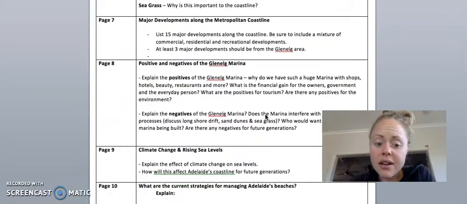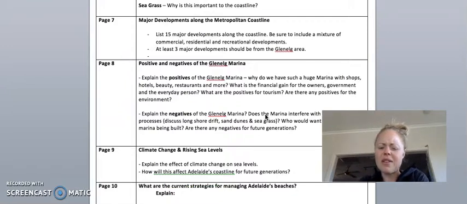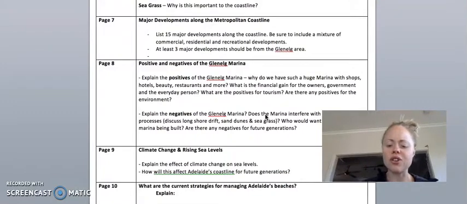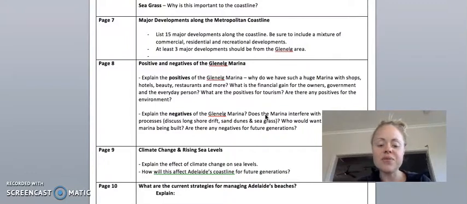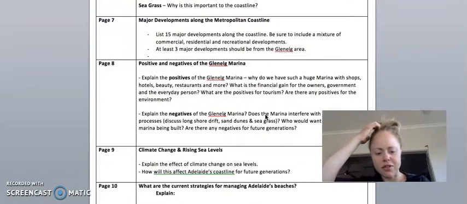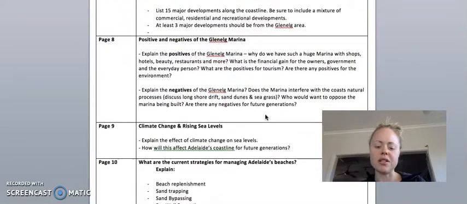Positives and negatives of the Glenelg marina. I want you to have a think about this. So do some research into the Glenelg marina. What do we find there? We obviously find people docking their boats there. We also find that the marina is full of shops and hotels. You can get your hair done there. You can go out to a restaurant. You can stay there overnight. So why do you think this big thing was built? What are the positives? Obviously, people are going to make a lot of money, but come up with some of your own. The negatives are going to be the effect on the environment and the effect on natural processes.